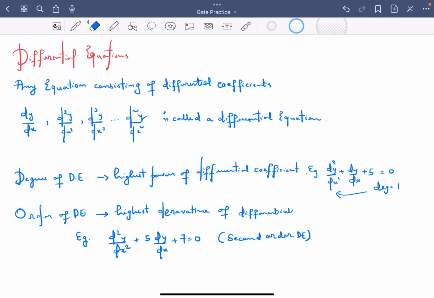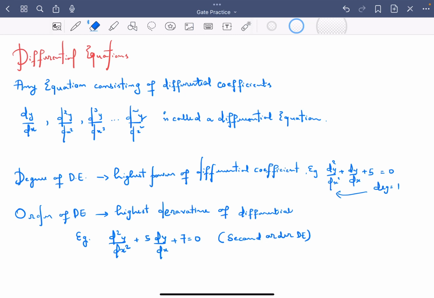Today we are going to discuss differential equations. Any equation consisting of differential coefficients is called a differential equation. Example: dy by dx, d square y by dx square, d cube y by dx cube, and so on, d raised to n y by dx raised to n. Degree of a differential equation is the highest power of the differential coefficient.